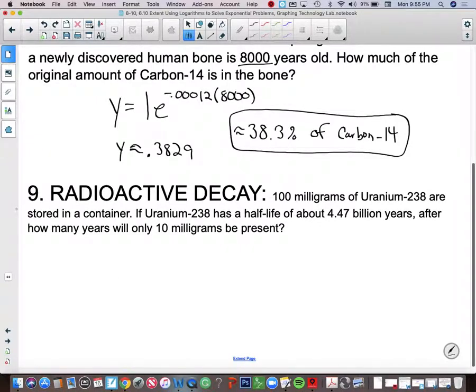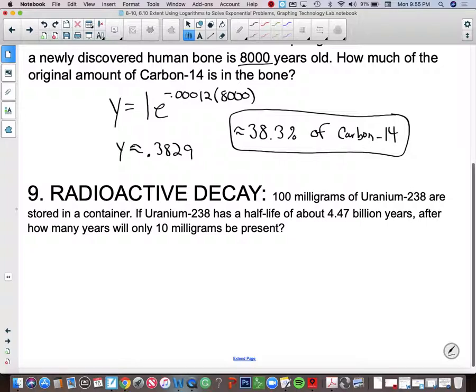All right, so here we have a radioactive decay problem for number 10. We got 100 milligrams of uranium-238. They're stored in a container. It has a half-life of about 4.47 billion years. After how many years will we have only 10 milligrams present?